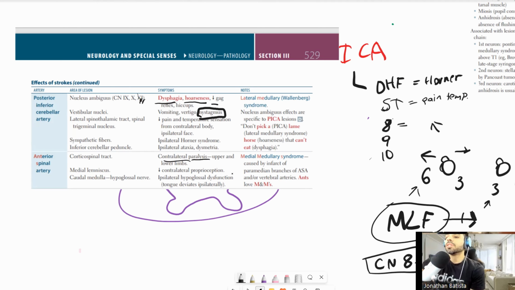So vestibular nuclei. We'll get more into cranial nerves so we can understand cranial nerves in their totality, just because they're so important. But vestibular nuclei is involved. Then I told you, I said spinal thalamic. Look at that, lateral spinal thalamic tract. Pain and temperature, decreased sensation, contralateral side of the body, spinal spins.